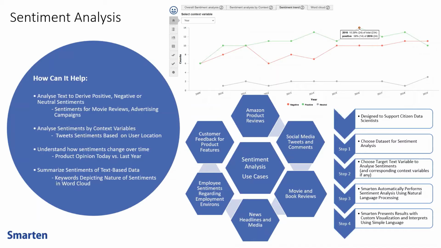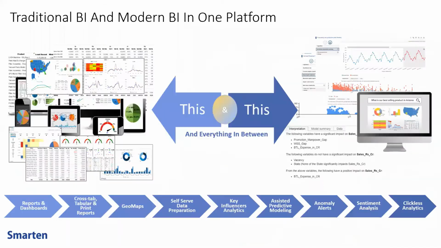Apart from this, we'll of course take you through the details of sentiment analysis and how it works. Just a general overview about Smarten for some of you who may not be aware of other capabilities of Smarten. Smarten is a full-scale analytics and BI platform which combines both traditional and modern BI capabilities. Right from the basic requirements like multidimensional data and dashboards, KPIs, self-serve cross-tab and tabular reports, geomaps and so on.